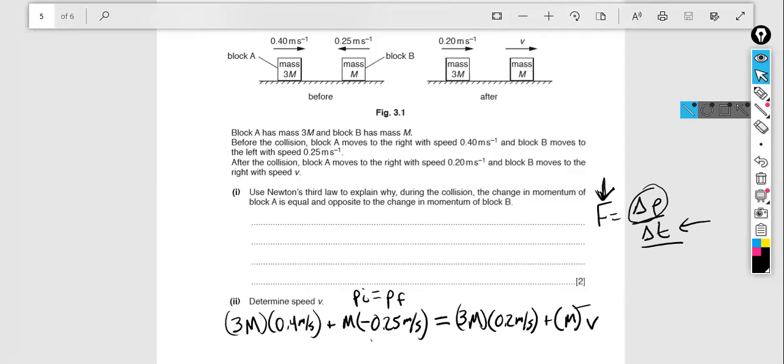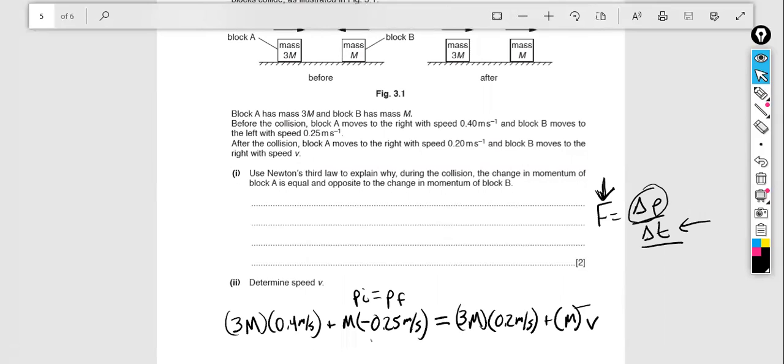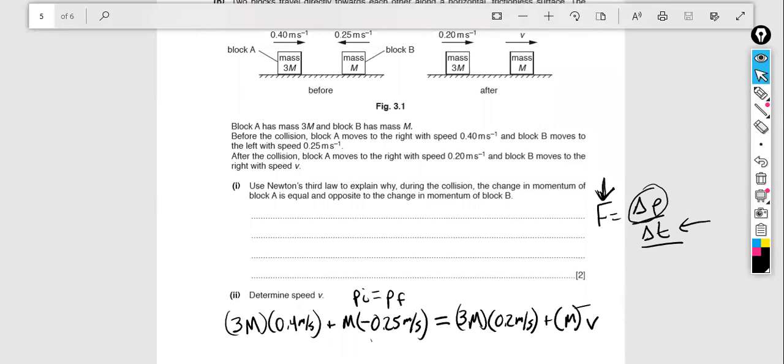All right, now let me scroll down a bit. Oh, that's not good. So yeah, that stays there.